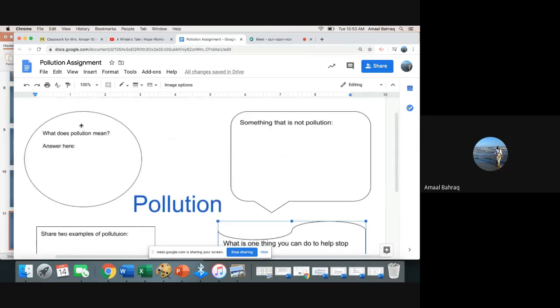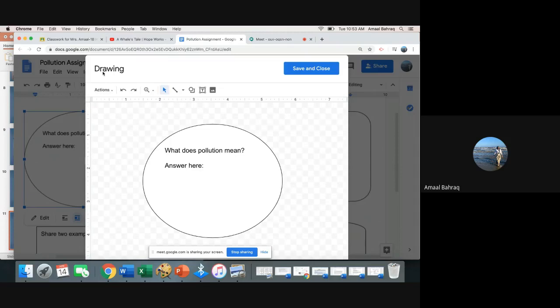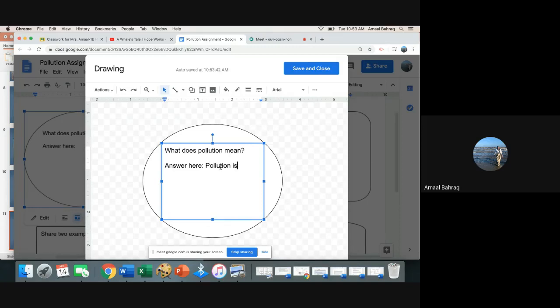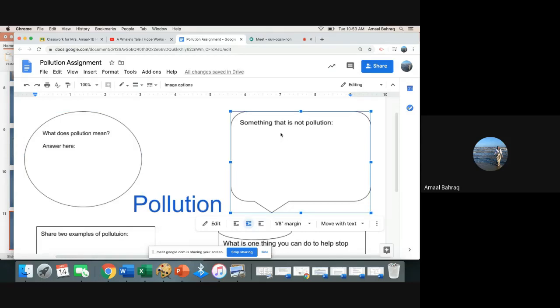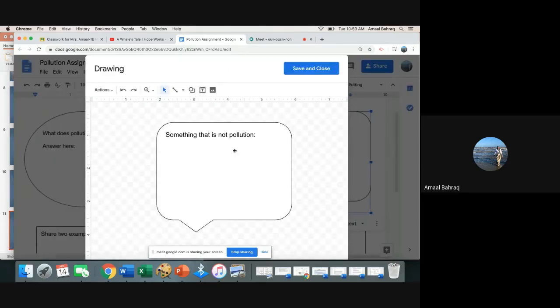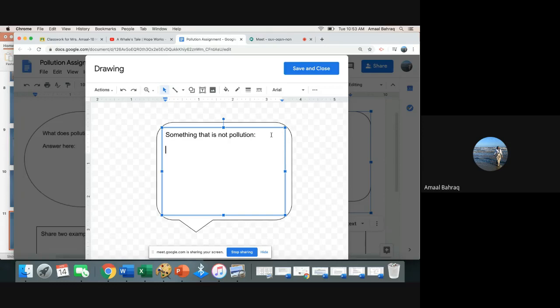Now, I want to show you guys something. You must click on it. Notice that it clicks on the shape. You have to click right in the middle twice, and it takes you to something that says drawing. Once you are here, you will click on here, and it will allow you to type on here. So right here where I say answer here, you could write pollution is and complete your answer. Let's try this again. I'm going to show you one more time. You can click on the shape, double click it twice. It takes you to drawing. You're going to click the middle so that you can start typing. Notice that I have to find, there it is, and now I can start typing.